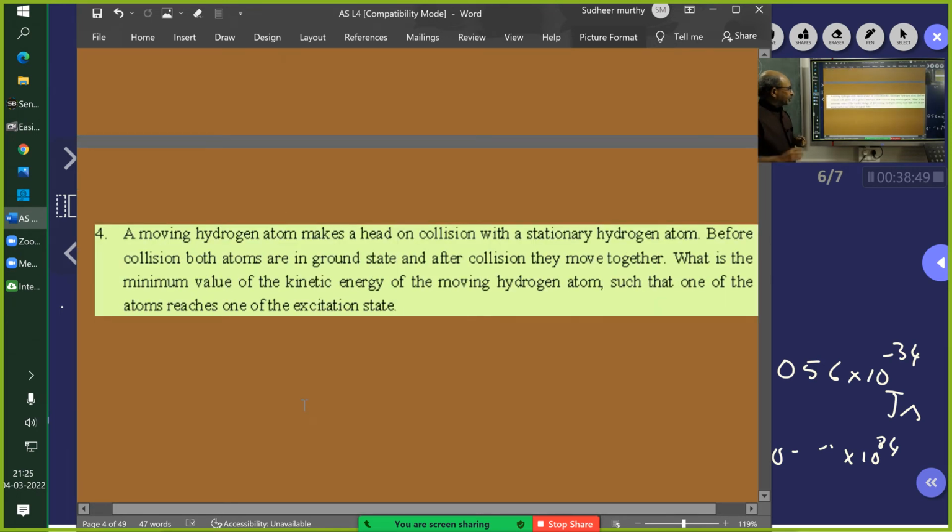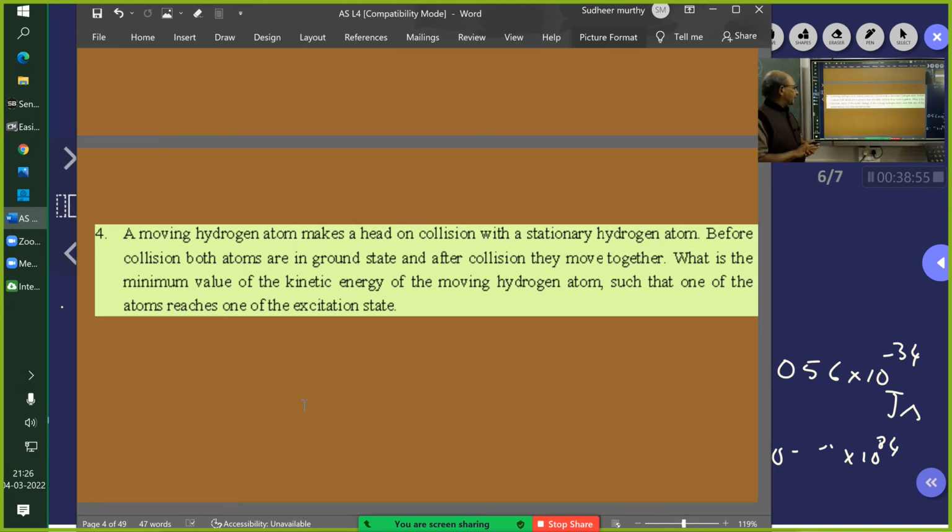Attack this problem. This problem is really very interesting. I've chosen this for you wonderful students. A moving hydrogen atom makes a head-on collision with a stationary hydrogen atom. Before collision, both atoms are in the ground state, and after collision, they move together. What is the minimum value of the kinetic energy of the moving hydrogen atom such that one of the atoms reaches one of the excitation states?